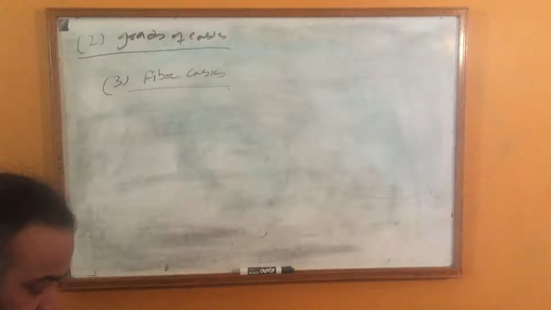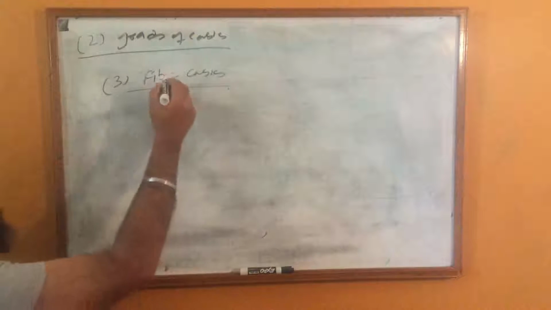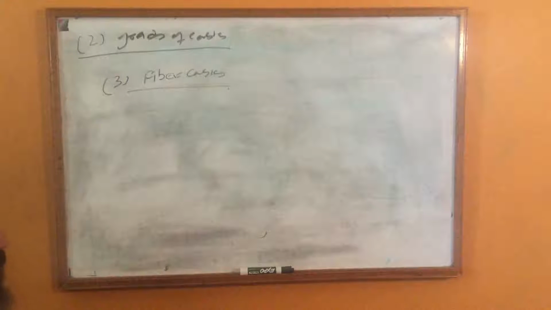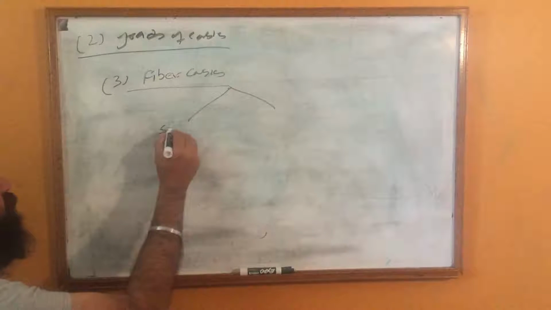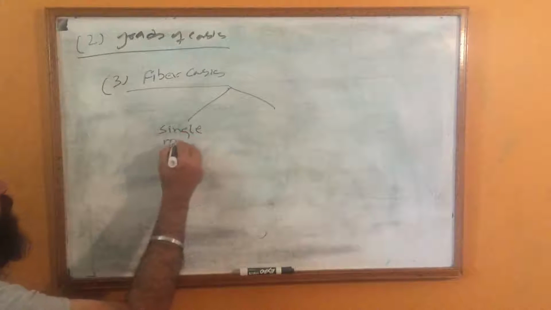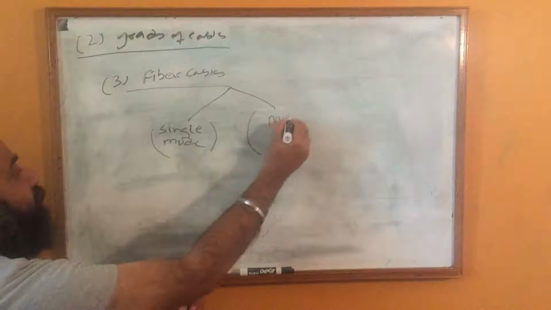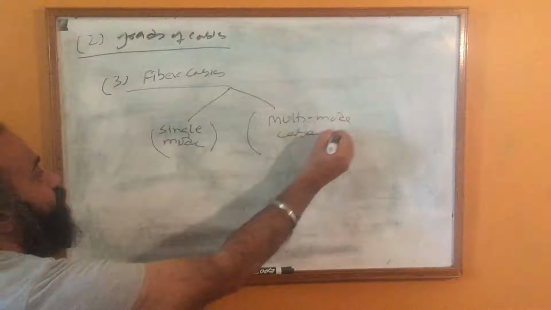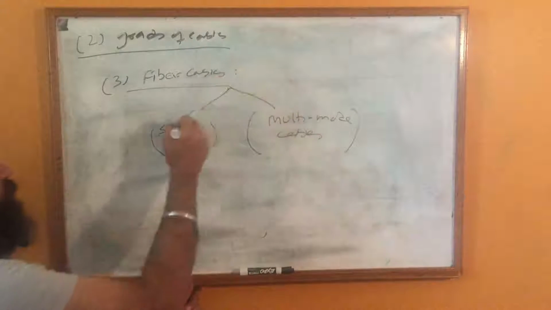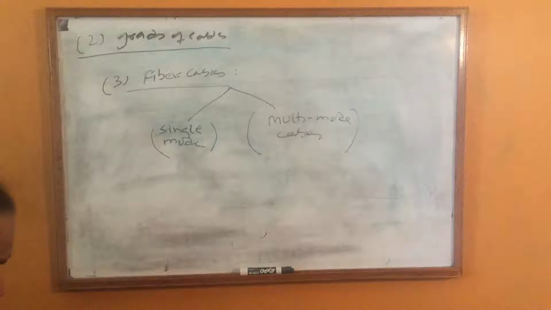Or they are also called optical fiber cables. Sorry, I spelled it wrong. It's FIBER, fiber cables. So these actually come in two different flavors. We call it single mode fiber, and also we call them multi-mode cable. So fiber cable comes in two different flavors: single mode and multi-mode cable.